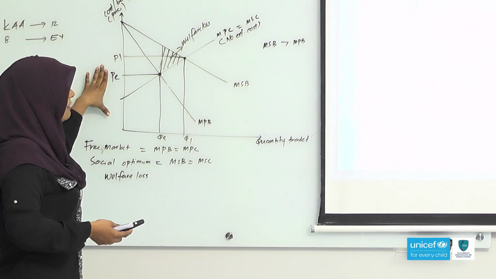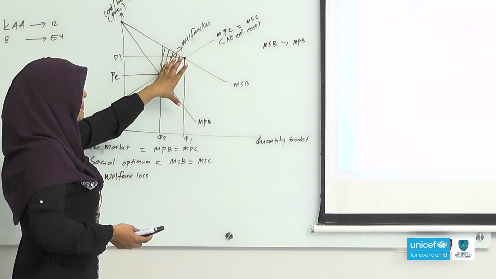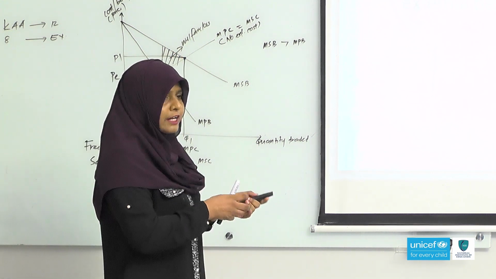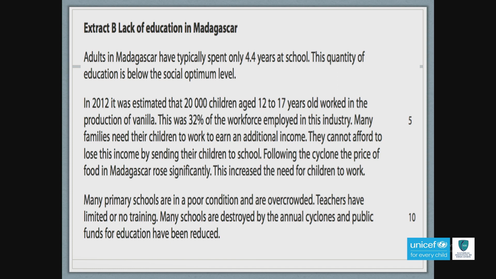This is the typical graph that you have to apply, identifying private benefit, social benefit, and the external costs and benefits associated with this. When we are looking at this case study, I have given a case study also from that paper. In this case, it gives you a detailed analysis of why education is under-provided in Madagascar. For example, one of the points identified here, in the second paragraph of the extract, is that 32% of the workforce was employed in industry. Many families need their children to work to earn an additional income. So that means because their families are unable to support them to pursue higher education, they had to continue to work.